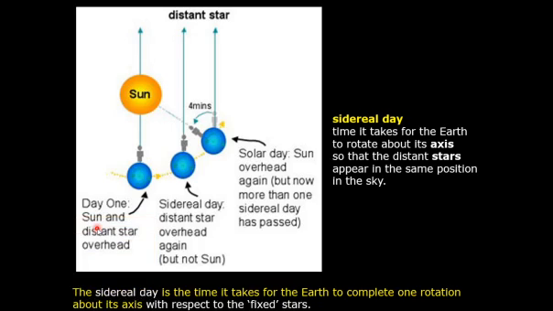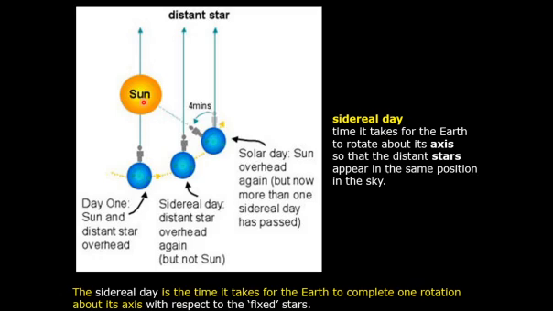Hope it is clear for you. In the first case, here you have a rotation of the earth. You are observing from the earth with the sun overhead as well as a distant star overhead. After one day, that is after one complete rotation, when you look overhead you can see the distant star again, because one rotation has elapsed and you are supposed to see the distant star again overhead.